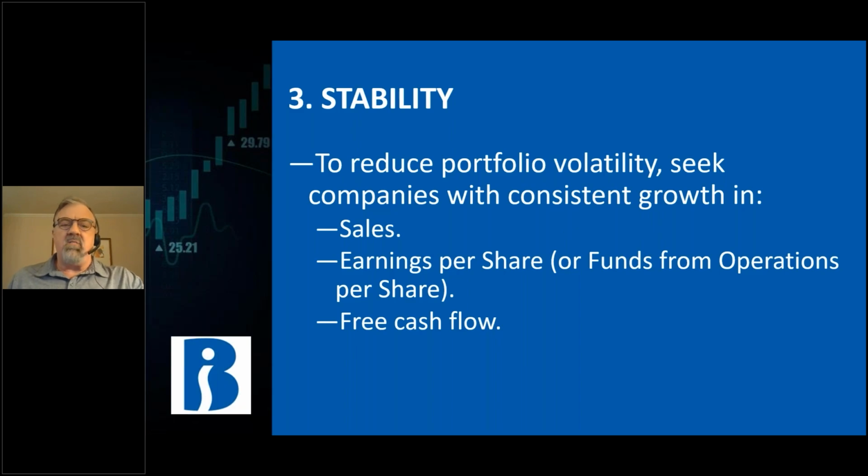One of the objectives of our dividend investing strategy is to reduce portfolio volatility. And we do that by seeking out companies with consistent growth of sales and earnings per share, or in the case of real estate investment trusts, funds from operations per share, as well as free cash flow. And so consistency to us is a measure of company quality. Because a management team that's able to grow its sales and earnings and free cash flow over time at a fairly consistent rate means that they have a business plan that they are executing against.